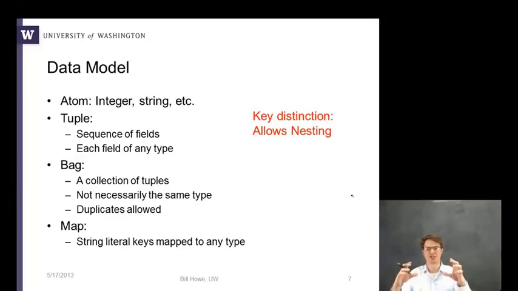The first is a tuple, which is a sequence of fields, and every field can be of any type. They need not be atoms. And then there's a bag, which is a collection of tuples, always tuples, but those tuples need not be the same type. So this is different than a table, different than a relation. And it's a bag, not a set. What's the difference between a bag and a set? Well, a bag allows duplicates. And then the third type is a map, which is a little bit confusing because we're talking about MapReduce, but this is a dictionary in Python. So string literal keys map to any other type.